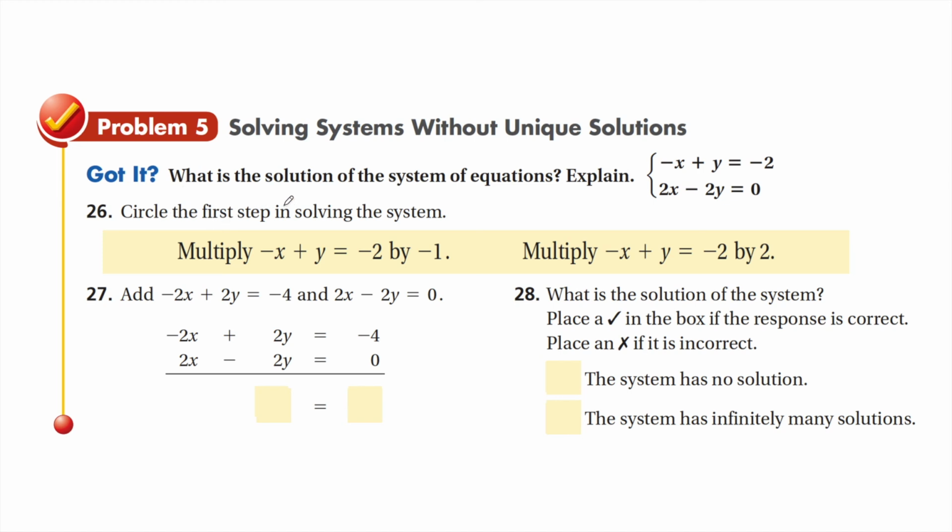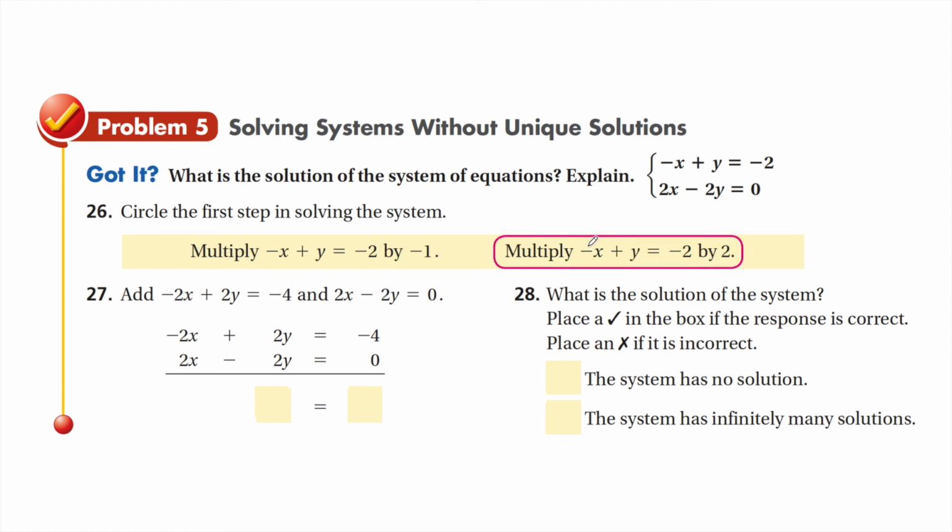Circle the first step to solving the system. Well, if we're trying to find its additive inverse, we have to either multiply the top or the bottom by a certain number to get it so that we have the alternate equal portion. So in order for me to do that, I'm going to probably multiply the top portion by 2.